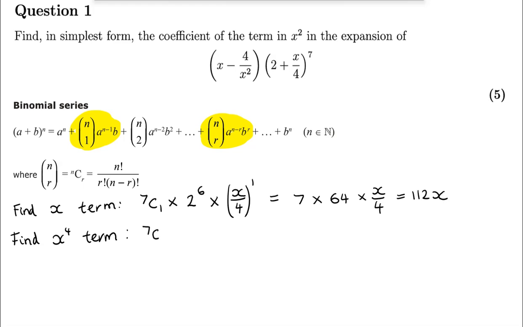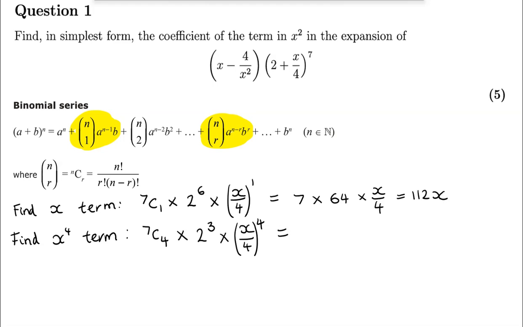So I'm going to do 7 choose 4. Okay, n is 7, this r is just this 4, the term I'm looking for. And we then times that by 2 to the power of 3. Okay, you're doing a to the power of n minus r, so 7 minus 4 for 3. And then you times it by this x over 4 to the power of 4. Again, you can check your powers add up to make 7 here, which they do.